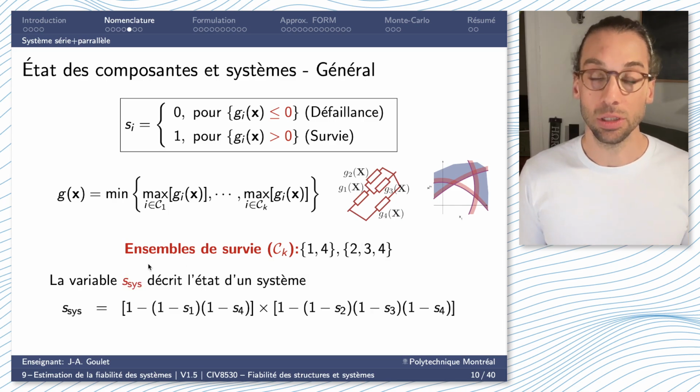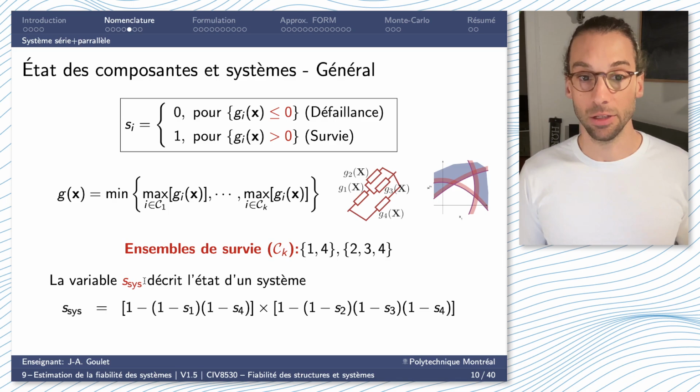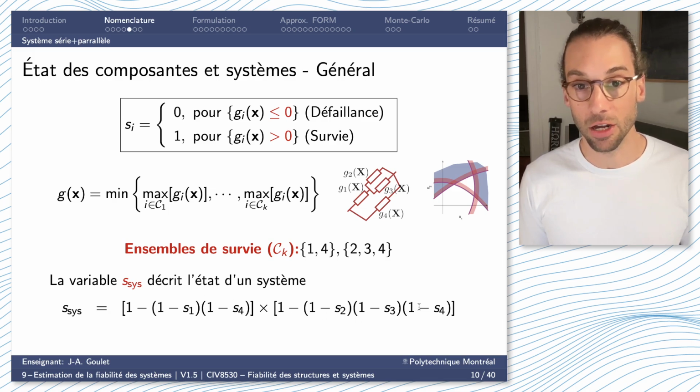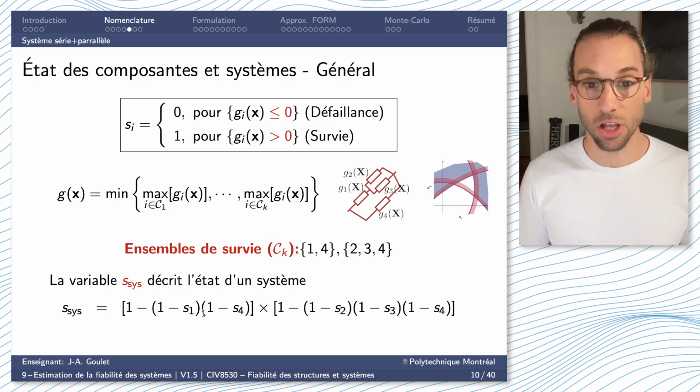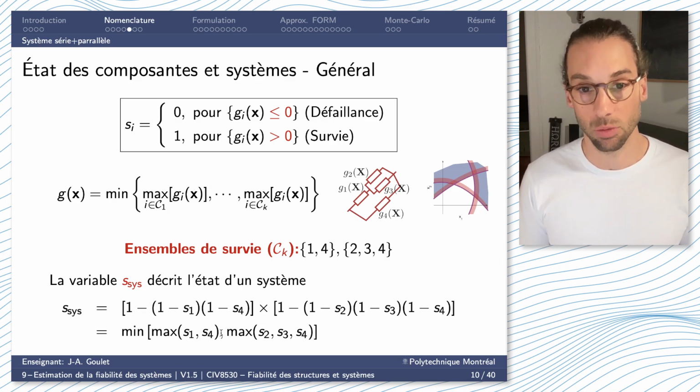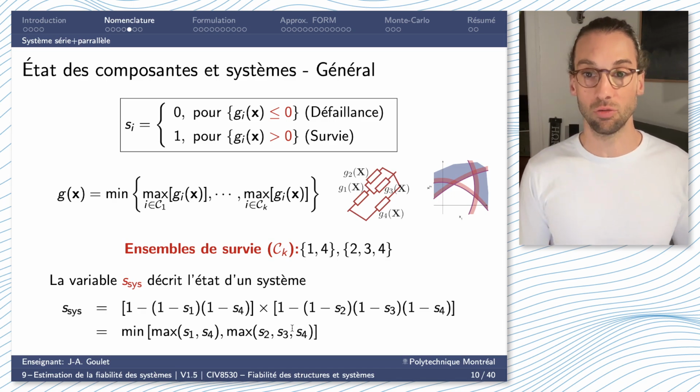So in that case, to describe my system failure, or my system state, I could say it's going to be 1 minus whatever I have in parallel for 1, 4. So 1 minus S1, 1 minus S4. And I have another set that is going to be in parallel, 2, 3, 4. So 1 minus S2, 1 minus S3, 1 minus S4. And if I develop all these terms, I'm going to get the min of the max of S1, S4, max of S2, S3, S4. So these two are equivalent formulations.